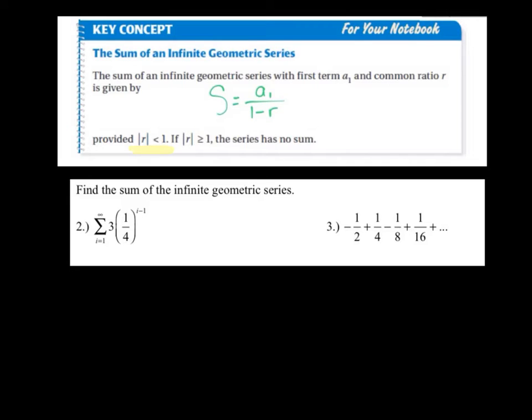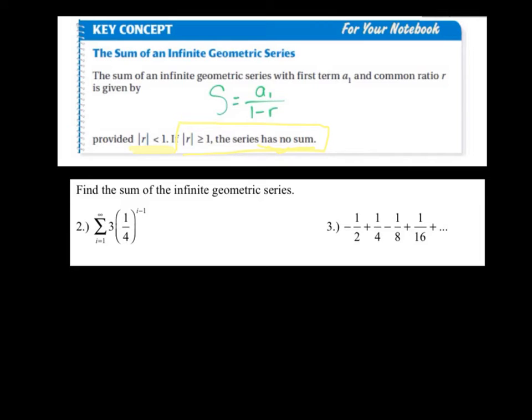So you have to be careful. If your ratio is greater than 1, then it has no sum. So you can only find the sum if your ratio is less than 1. And again, that's the absolute value, so we're not including that negative sign. We just want the absolute value of that ratio. So it says find the sum of the infinite geometric series.